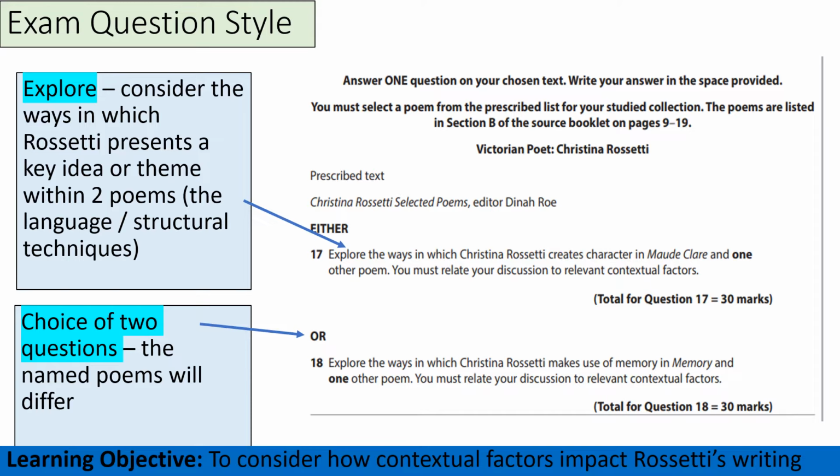And bear in mind, it's got to link to another poem on Rossetti's list. So you can always create links and lists of relevant themes. We'll be doing that as we go, and you will be fine. So just to break it down, explore the ways in which Rossetti creates character, or explore the use of memory. You're looking at the theme within the two poems, using the language, the structural techniques, the tone, etc. All the skills you used for modern poetry, you will be using for Rossetti as well. The only difference with this paper is, of course, there is no unseen poem, so you will know both.